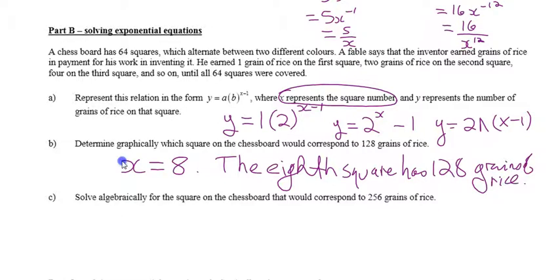Any questions so far? Good. Solve algebraically for the square on the chessboard that would correspond to 256 grains of rice.